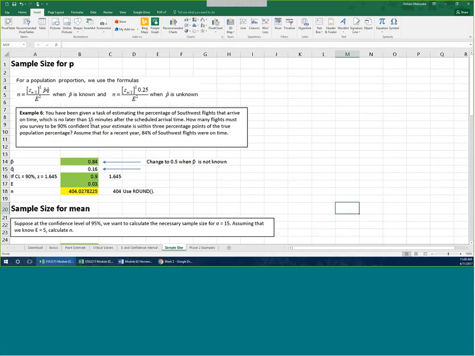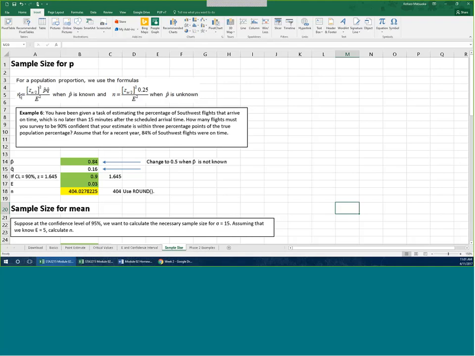You've been given the task of estimating the percentage of Southwest flights that arrive on time, which is no later than 15 minutes after the scheduled arrival time. How many flights must you survey to be 95 or 90% confident that your estimate is within 3 percentage points of the true value? Assume that for a recent year, 84% of Southwest flights were on time. So how many flights do you have to look at in order to get the estimate within 3 percentage points?